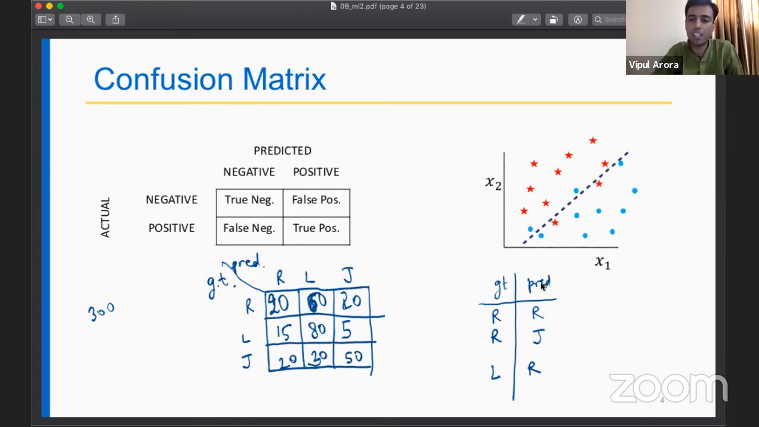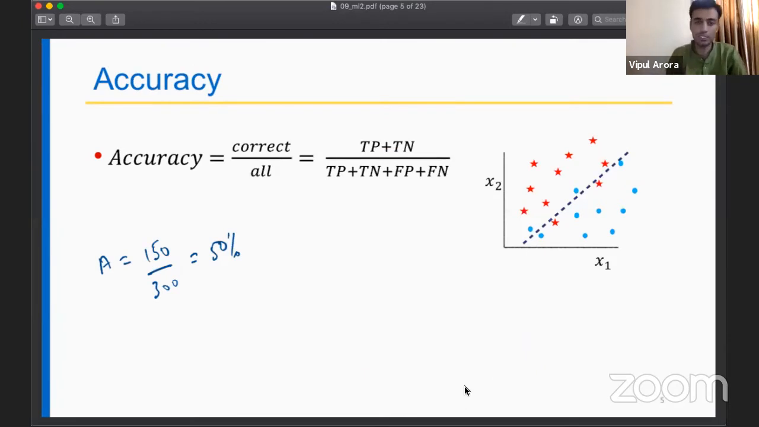Your model will give some predictions. Sample one the model will say is a rose, sample two is a jasmine, sample three is a rose. But in your ground truth, sample one was a rose, sample two was a rose, sample three was a lotus, right? And then you compare these two, and from here you can construct a confusion matrix and find out these good metrics. Accuracy is one such metric. Accuracy means the number of correct hits divided by all the samples. So the number of samples which are correctly classified divided by the number of all the samples.